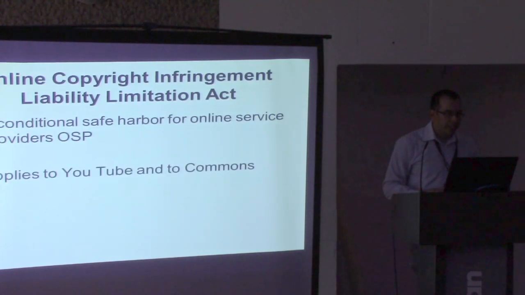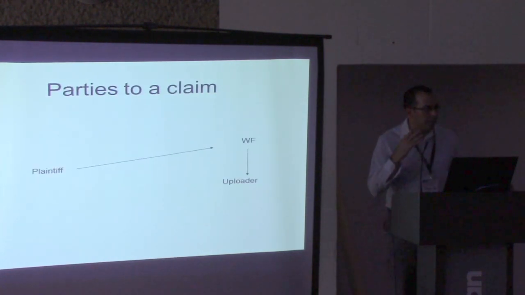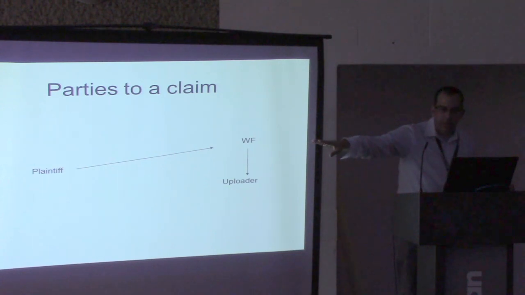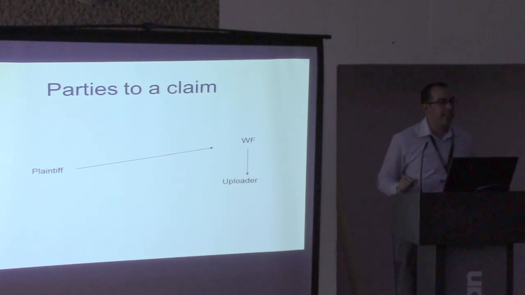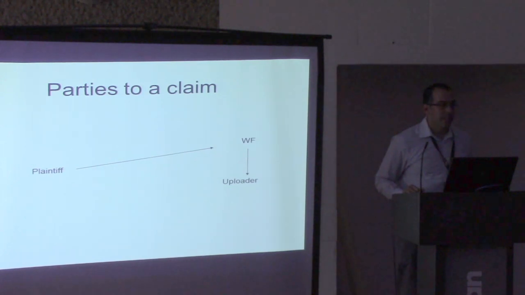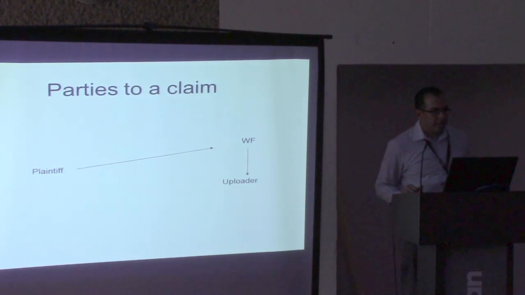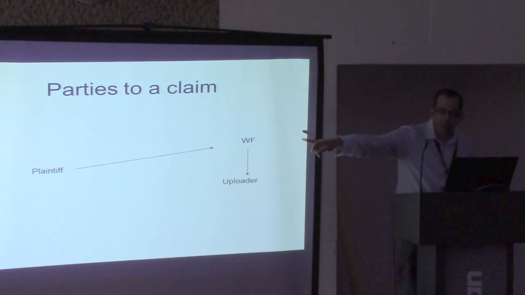We have already mentioned the DMCA. I will make it simple. You have a plaintiff, he sees something on commons, he sends a letter to the foundation telling them this picture is infringement of copyright or defamation, please take it down. The foundation checks who uploaded the picture, sends him a letter. Is this your copyright or is the plaintiff right? Do you oppose the deletion of the image or would you allow it?